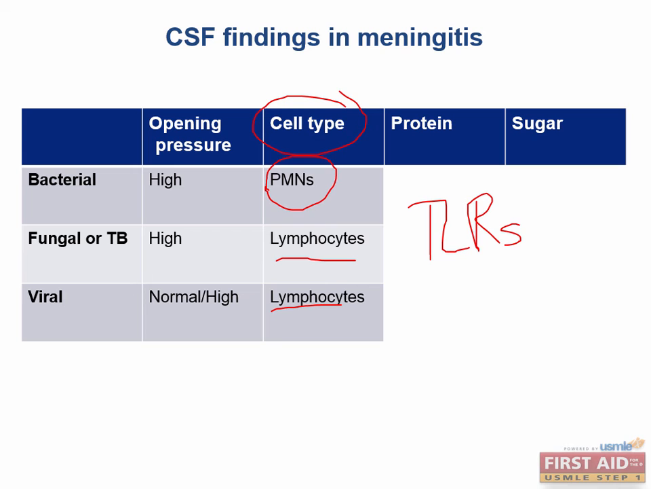So just to review, the first thing you should look at when given a CSF study is the cell type. If it is filled with neutrophils or PMNs, it is bacterial meningitis without question. If it has lymphocytes, then it can either be viral or fungal, and that is when we rely on the protein and glucose levels in the CSF to help with differentiating.